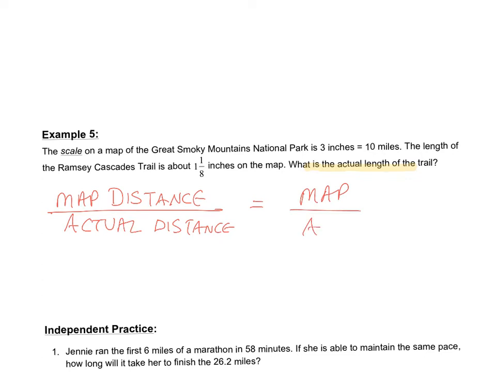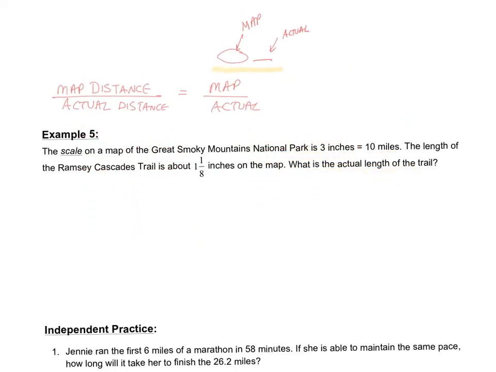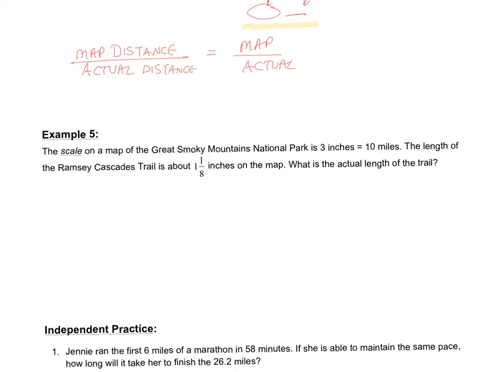as the map is related to the actual. So if they gave us that 3 inches is equal to 10 miles, the 3 inches is the map distance. That's what you measured on the map. The 10 miles is the actual distance. So to set up our proportion, taking that idea into account, map is to actual as map is to actual. If they tell you that 3 inches of map is equal to 10 miles of actual, you would write it as 3 inches is to 10 miles.